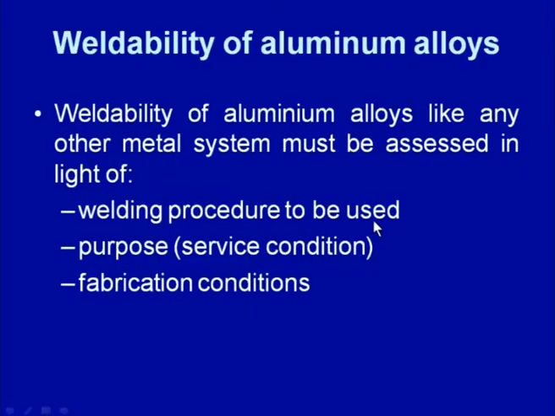So, again, to assess the weldability of aluminum alloys, we need to see what quality of weld joint will be produced using a given process, and how that particular weld joint can be used for a given purpose. With the change in conditions there will be a great change in the weldability of the aluminum alloys, and in the fabrication conditions under which the weld joint is to be developed.